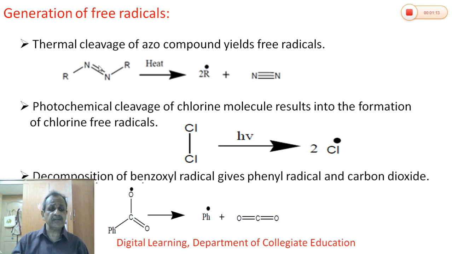Azo group means nitrogen double bond nitrogen. Compounds containing the azo group are called azo compounds, R-N=N-R, where R may be any substituent. It may be alkyl or aryl. When it is subjected to thermal reaction or when it is heated, it undergoes homolytic bond cleavage. The bond between nitrogen and carbon is broken homolytically. One electron goes to nitrogen, one electron goes to carbon, and we get an alkyl free radical.